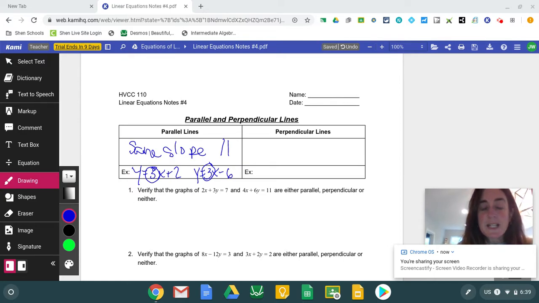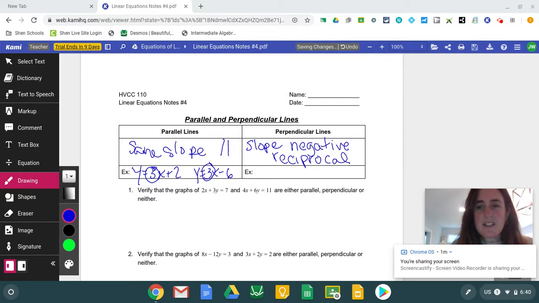Now, if lines are perpendicular, their slopes are negative reciprocals. Now that's a little bit confusing. First of all, negative means that if it is negative, the opposite of it is going to be a positive. And if it's positive, the opposite of it's going to be negative. And reciprocal means examples like this.